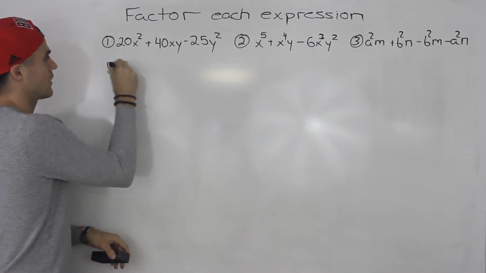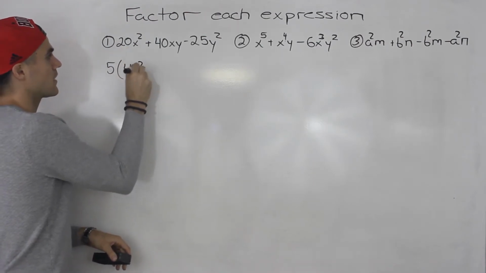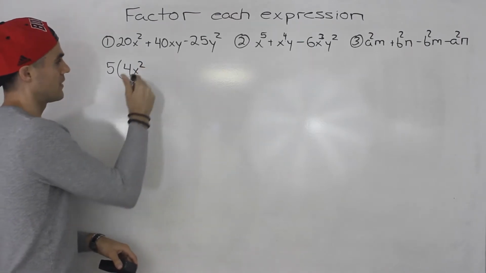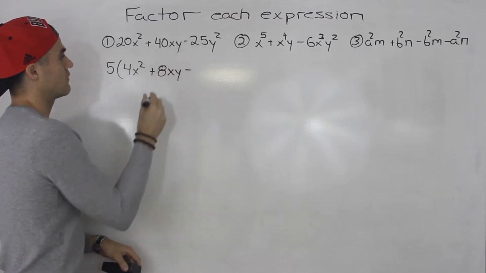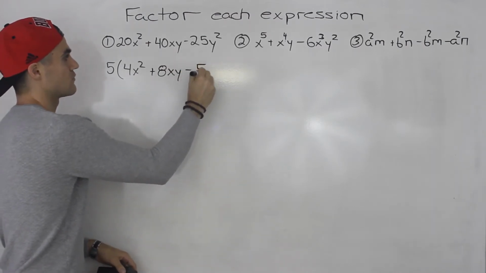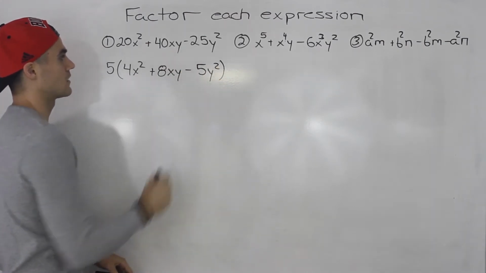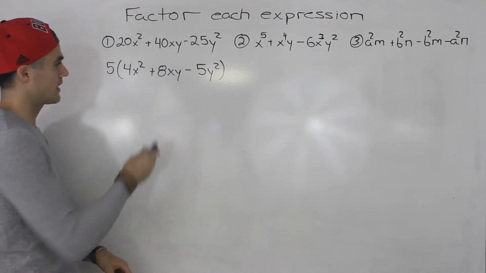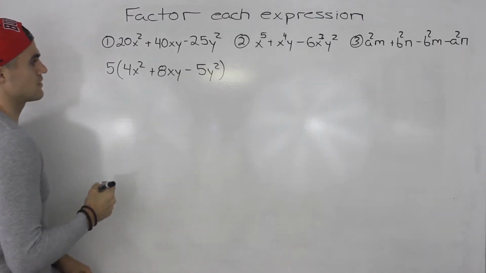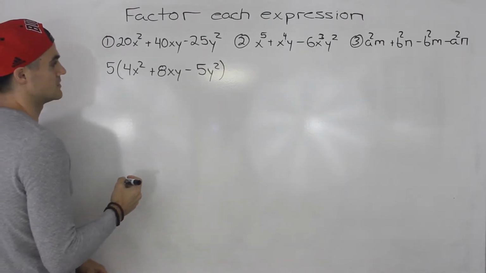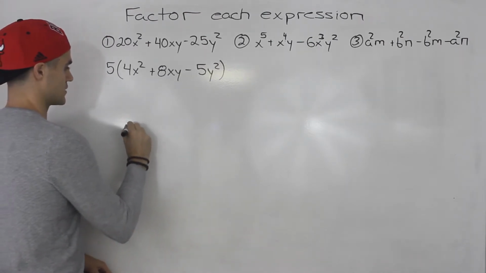So 20x squared divided by 5, that leaves us with 4x squared. 40xy divided by 5, that leaves us with 8xy. And then 25y squared divided by 5, that leaves us with 5y squared. And now we check, can we factor this remaining bracket here? So we would do this with decomposition. So let's actually do it down here.